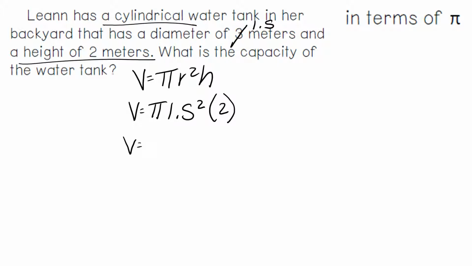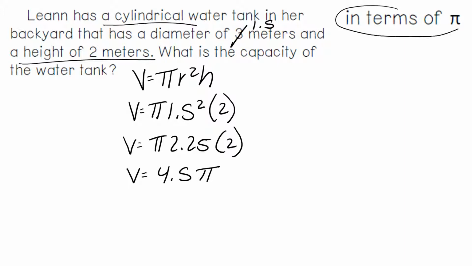We solve the 1.5 squared first to get 2.25. 2.25 times 2 is going to give us 4.5 pi. The directions say to leave your answer in terms of pi, meaning we do not multiply. We leave pi in the answer. V equals 4.5 pi.